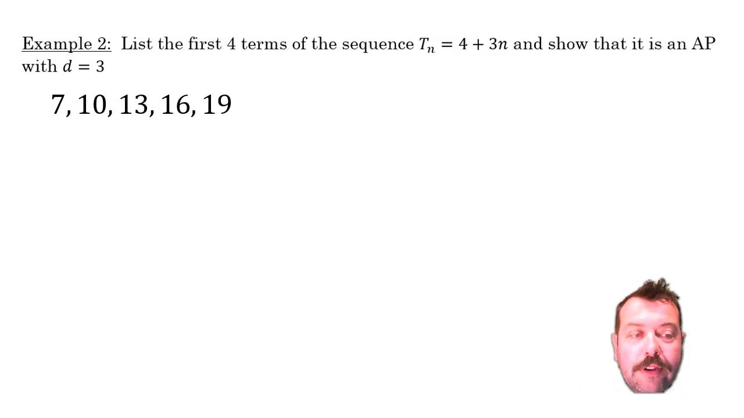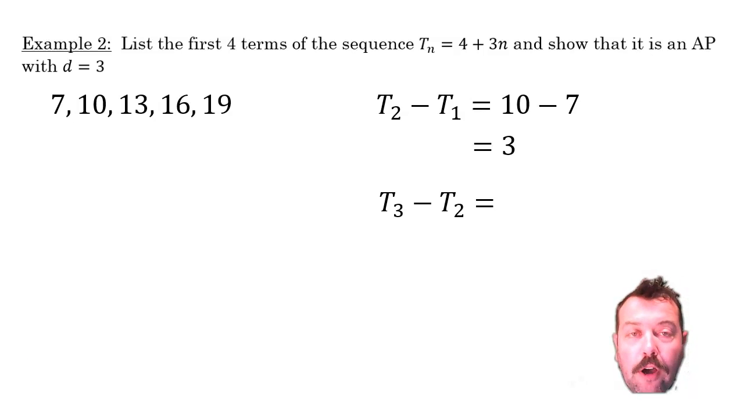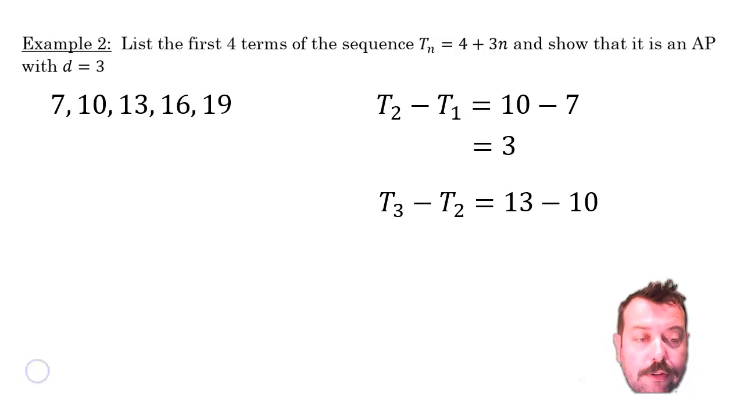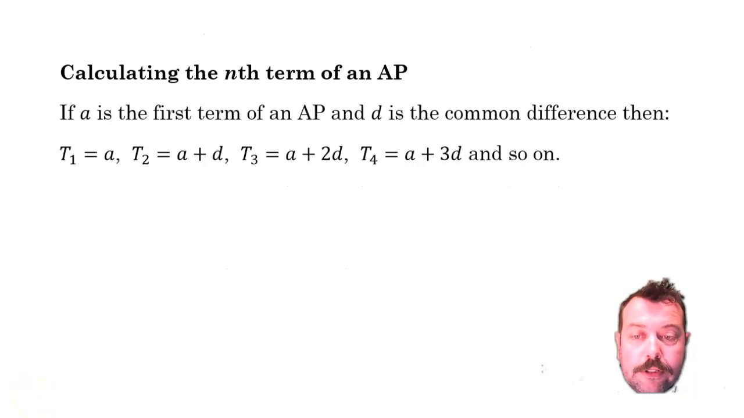Now I want to show that it's an AP, an arithmetic progression. To do this, we find the difference between consecutive terms. So T2 minus T1 is 10 minus 7, which is 3. We find a different pair of consecutive terms. T3 minus T2 is 13 minus 10, which is also 3. That shows that we have a common difference, and that common difference is 3 as required. An arithmetic sequence changes by the same amount from one term to the next. D is our common difference.